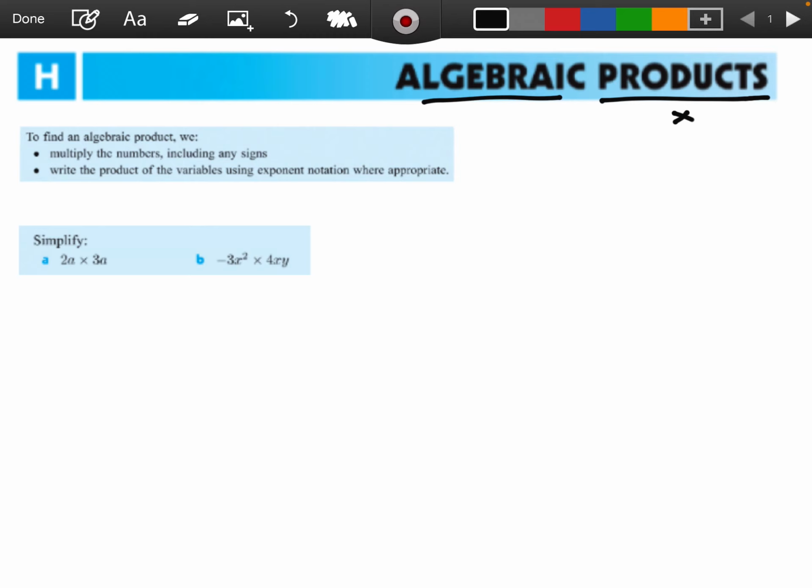So coefficients get multiplied by coefficients, including any signs. Pay attention to the signs. Multiply the numbers, pay attention to the signs, and then write the product of the variables using exponent notation where appropriate. We talked about exponent notation a few classes ago. The exponent on the terms changes depending on how many times you are multiplying that same letter together. So it boils down to numbers by numbers, letters by letters, and the exponent of the letters changes depending on what you're multiplying together.